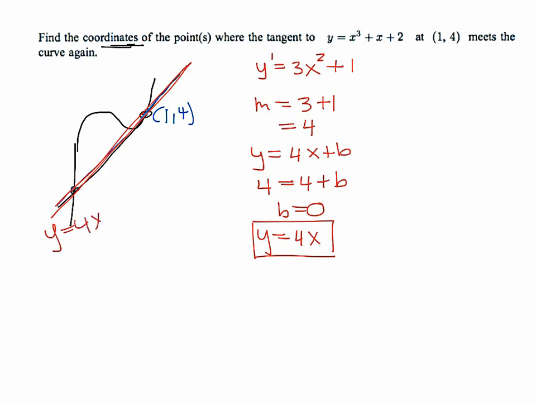Where does y equals 4x intersect the curve again? In order to solve for this problem, we would set the curve equal to the line. So we have x cubed plus x plus 2 equals 4x. Moving everything onto one side, we get x cubed minus 3x plus 2 equals 0.